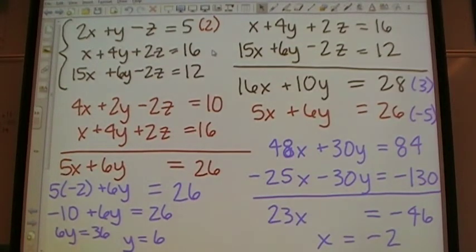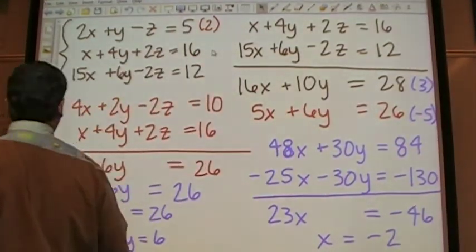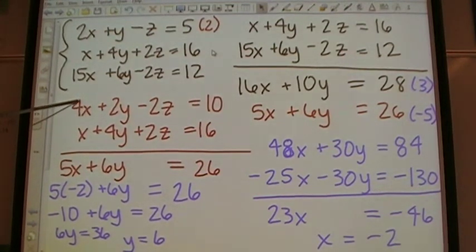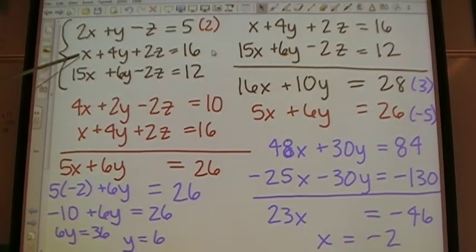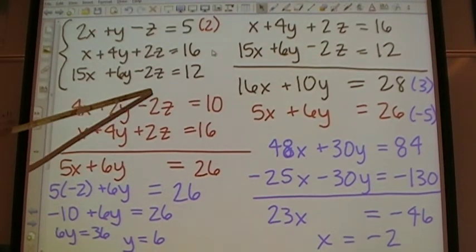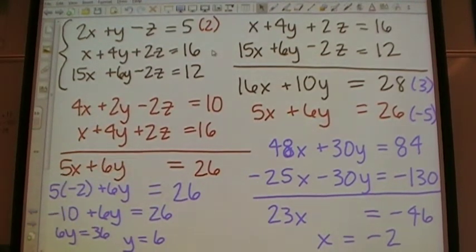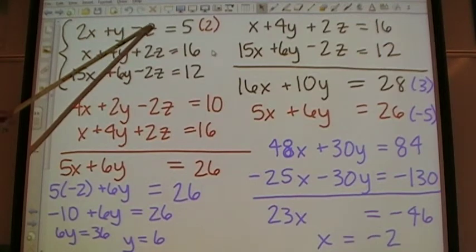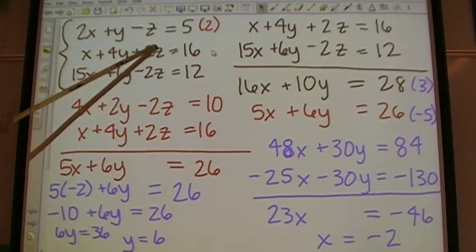All right, then which ones did we combine with? Had to use 1. I multiplied the top equation by 2, and I combined it with equation 2. That way the z's will eliminate.